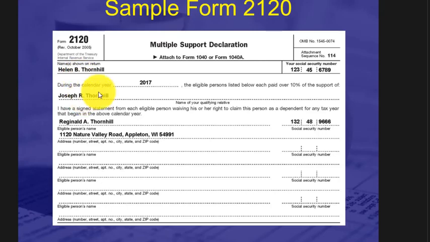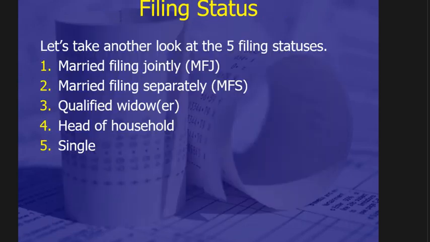It looks like this. It gives the year and the person that you're talking about claiming the exemption, and then the people that are giving up their right to the other person. So Reginald is saying that Helen can claim Joseph as an exemption.